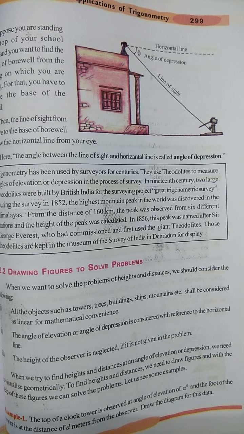And the third point given is, height of the observer is neglected. If it is not given in the problem, do not consider the height of the observer. If the height of the observer is given as 1.5 meter or 1 meter, something like that, then only you have to consider the height of the observer. Otherwise you don't have to consider the height of the observer, and the observer will be considered as a point. Is it clear to everyone?